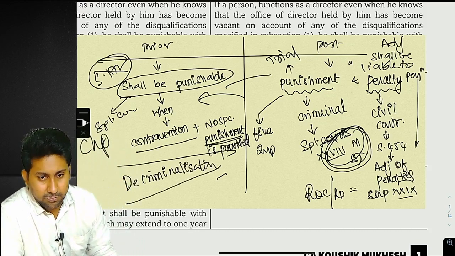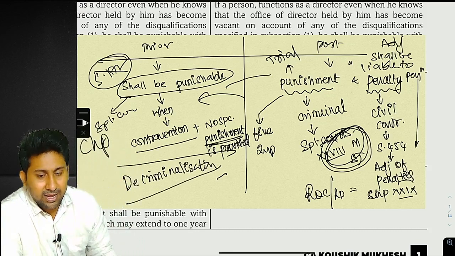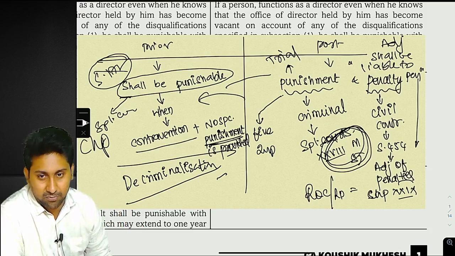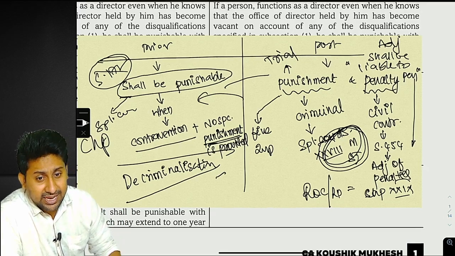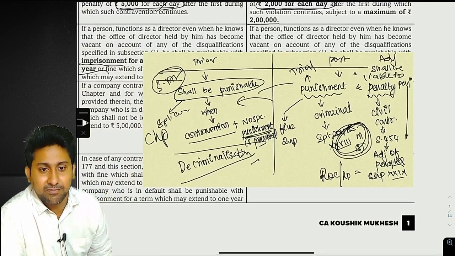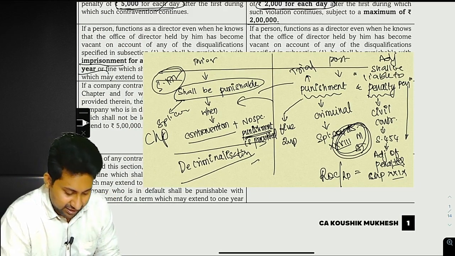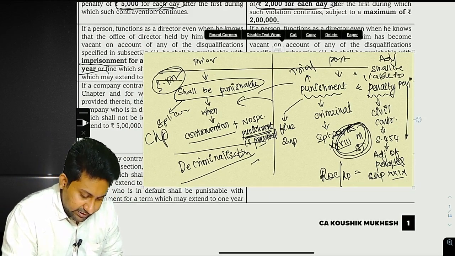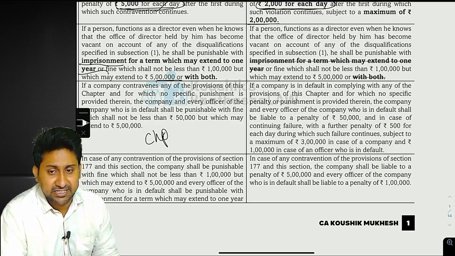Decriminalization means what? Criminal intent sections are now taken as civil intent sections. Previously it was a crime; today that is not a crime. That is only a civil contravention. There is a good differentiation between civil and criminal.